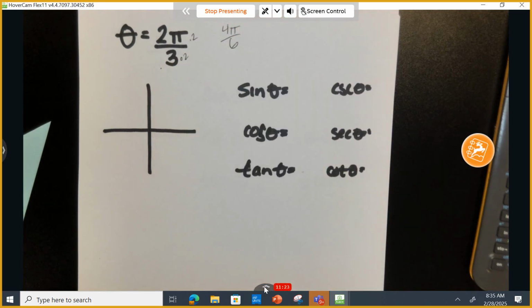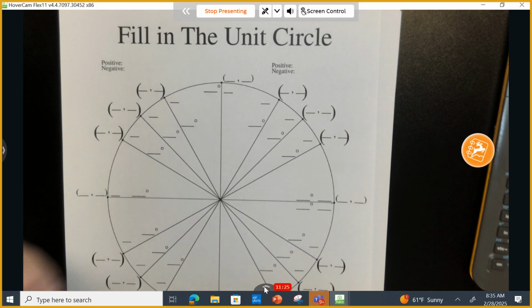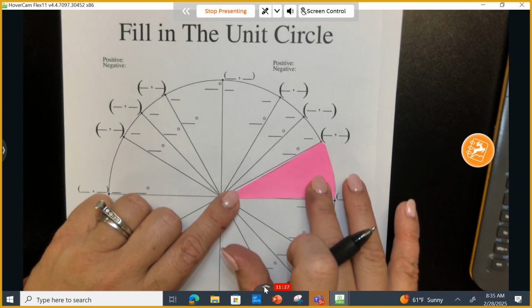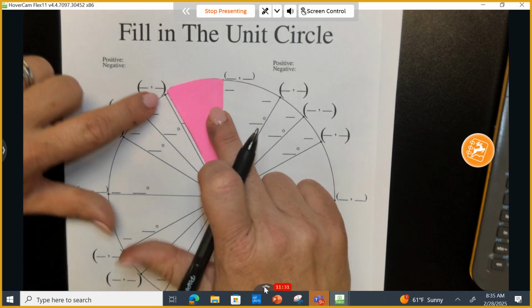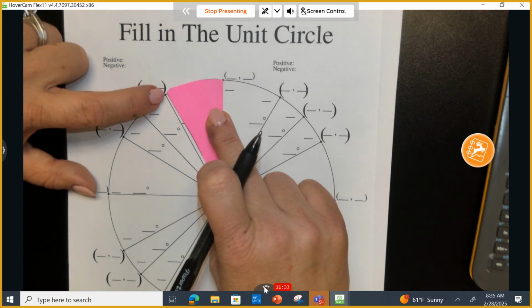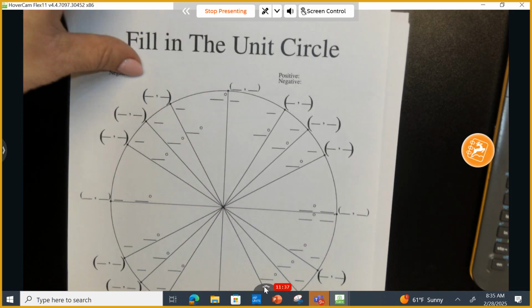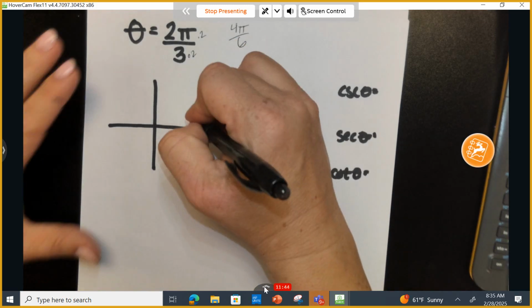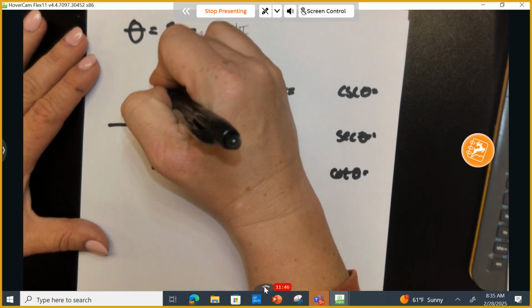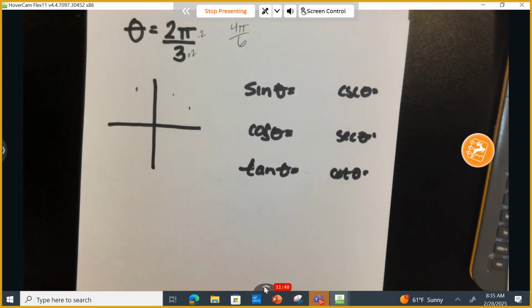Let's locate 4 pi over 6. Because the denominator is a 6, I'm going back to the pink. 1 pi over 6, 2 pi over 6, 3 pi over 6, 4. This is where it stops. This is the key. This is where it stops. Okay, you ready? Now, I personally, almost in my mind, go back to counting by 3s. So I know I'm going to stop up here. 3, 6, 9, 12. Right there.